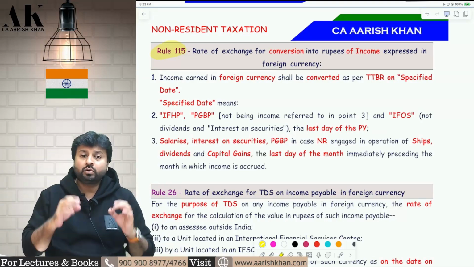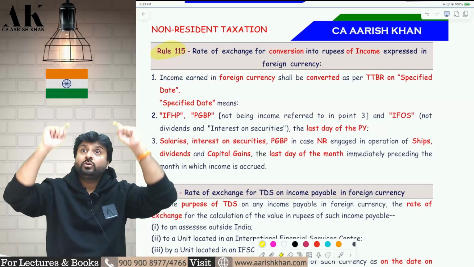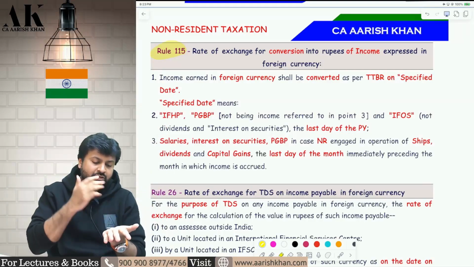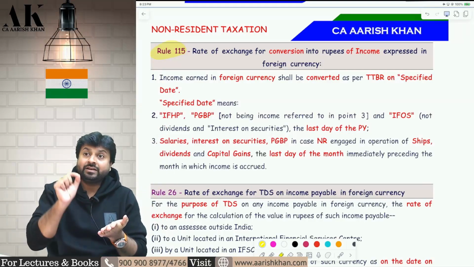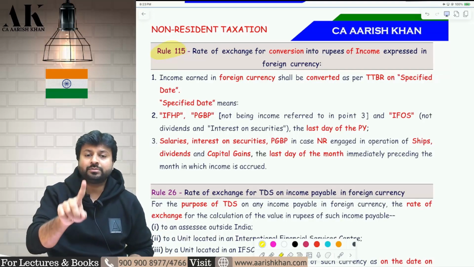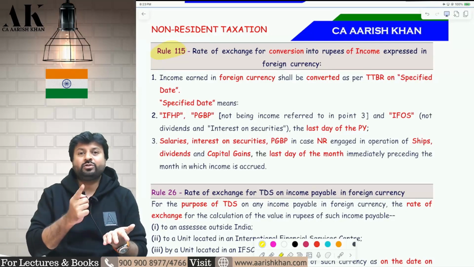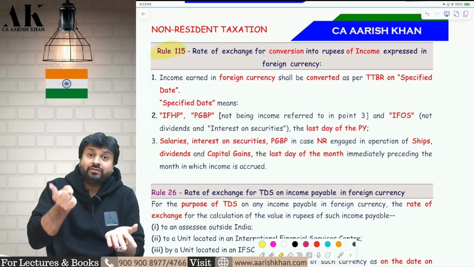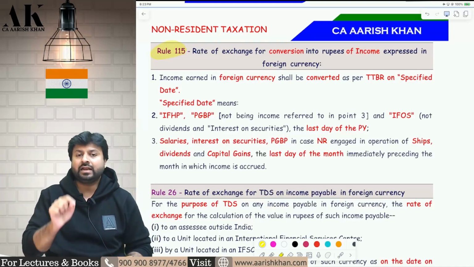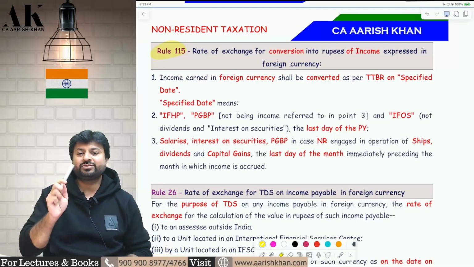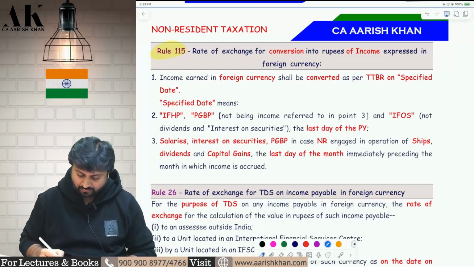So what is Rule 115? Rule 115 talks about when you are earning an income in a foreign country, house property income, CG income, IFOS income, PGBP income, and you are earning in foreign currency, dollars, pounds. If you want to convert that income into rupees, you are supposed to follow Rule 115. And what is Rule 128? When you pay tax in the foreign country in foreign currency, and if you want to convert that tax into INR, you will follow 128. So 115 is to convert income and 128 is to convert what? Tax.